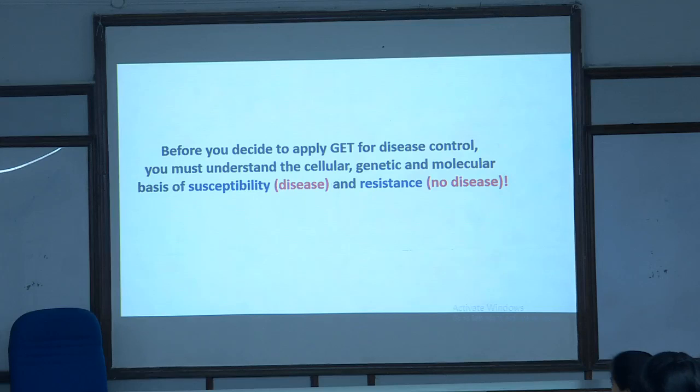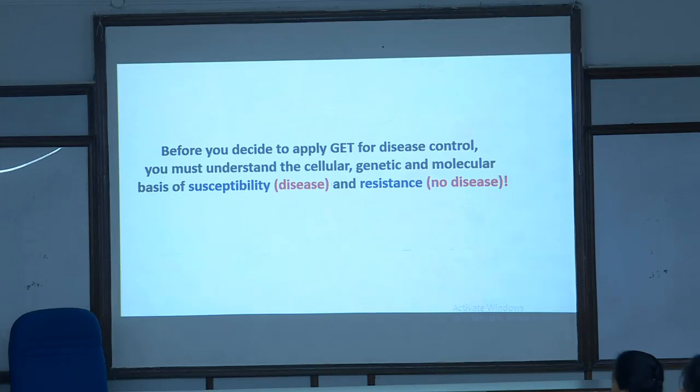But before you venture into such an effort, in my opinion, what is more needed is to really understand the basis of the disease in the first place, right? And what is the basis of resistance? That you also need to know. And what are the mechanisms really operating on either side? Definitely there is an interaction. There are two entities involved here: one is the pathogen, another is the host. When they interact, something is happening on either side.